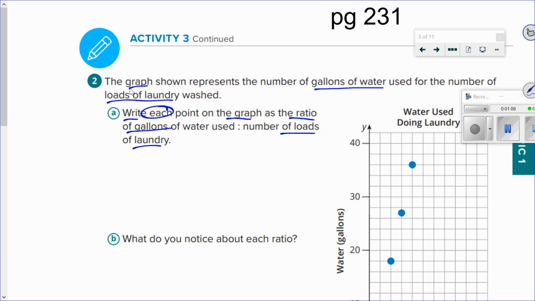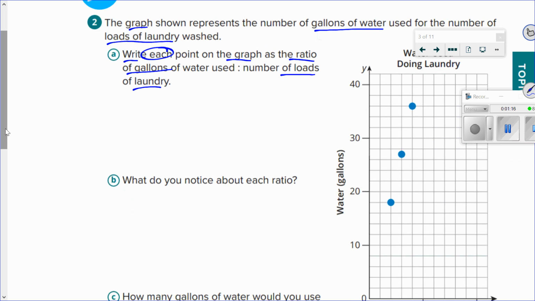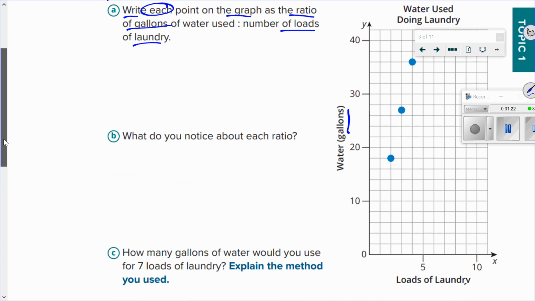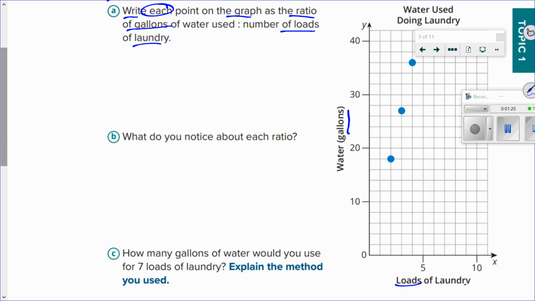This is one of the first things they've done that I really don't like because they reversed the order. Normally we go X, Y, but they asked us now to write it gallons of water, which is our Y-axis, compared to the loads of laundry, which is our X-axis. So make sure when you're writing your ratios, you pay attention to the directions that they give you and write them in the correct order.